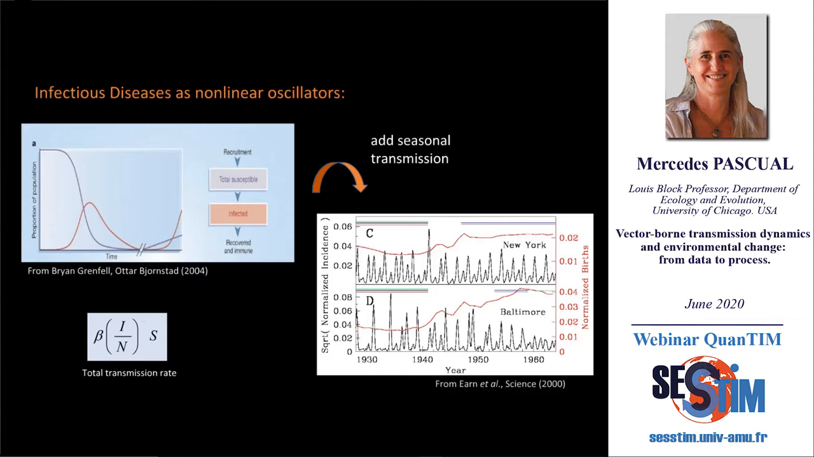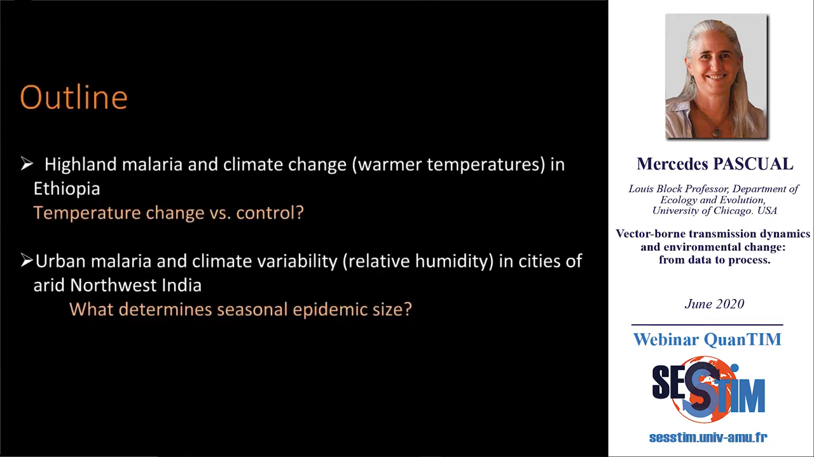What I will do today is to give you some examples of how we can use models in this way. The first example will be based on our earlier work on highland malaria and warmer temperatures in Ethiopia. And for this, of course, the question is one of temperature change versus control. I will show you some more recent results on this question.